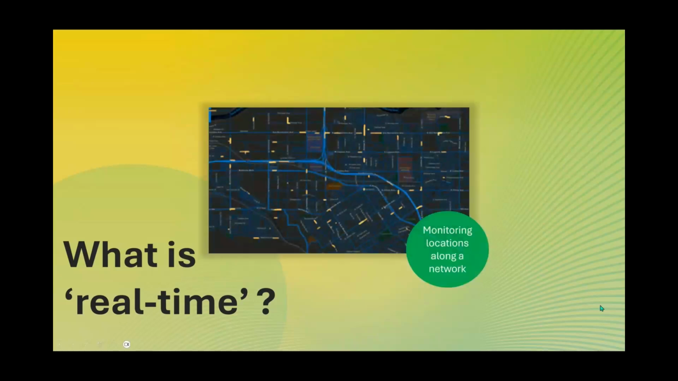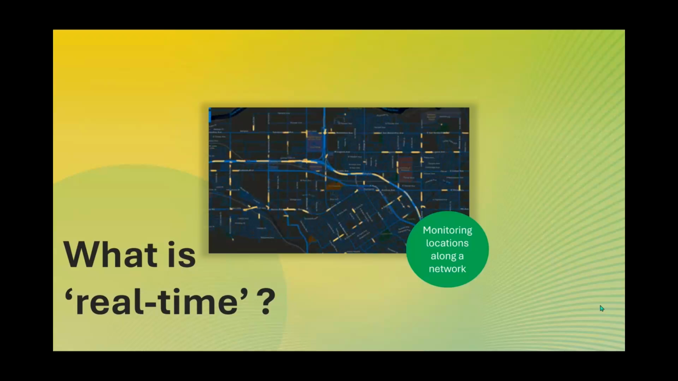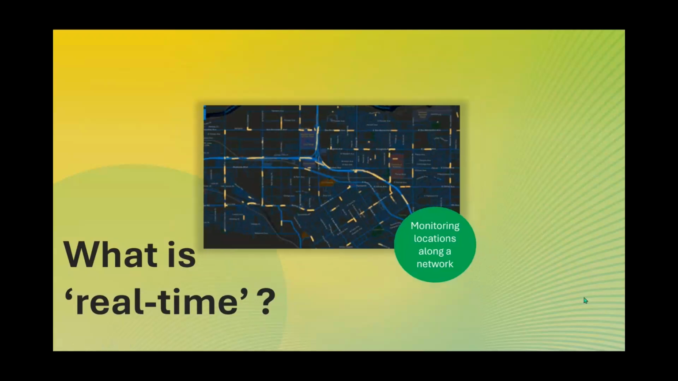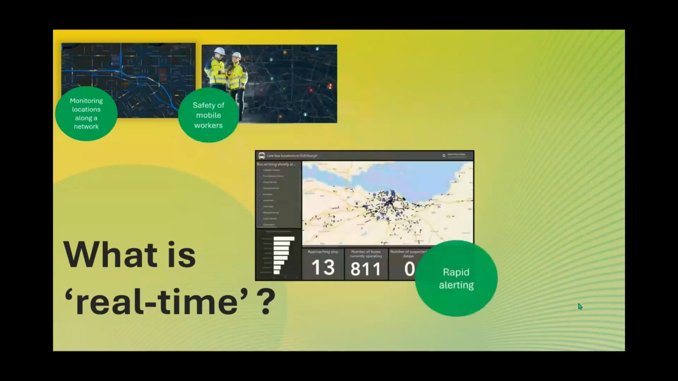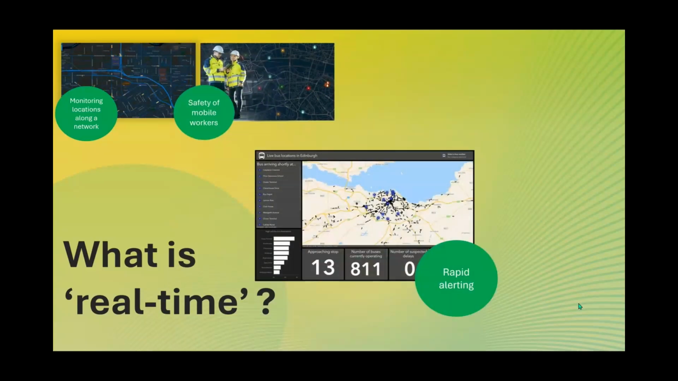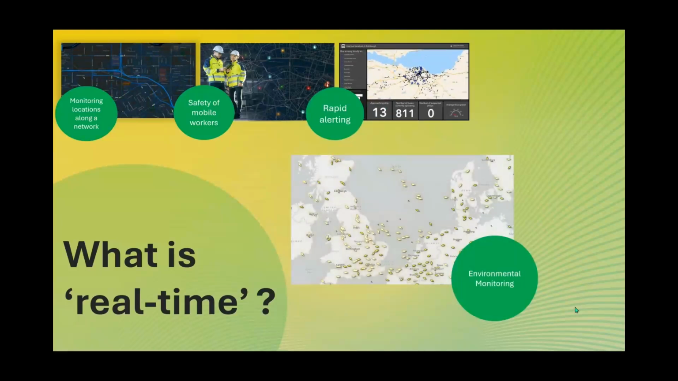Does it mean just simply being able to monitor a moving point along a network, so seeing a point moving along your map? Or maybe real time to you is ensuring the safety of your mobile workers and knowing their live location and status while they're out in the field? Or maybe rapid alerting is what real time means to you, being able to get that instant feedback and instant alerting based on the live location or status of an asset on parameters that you've set previously. Or could it be environmental monitoring and being able to actually see live conditions of an event as it's happening?